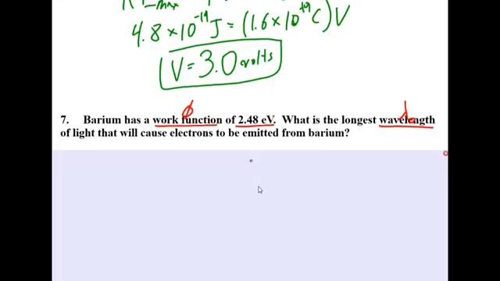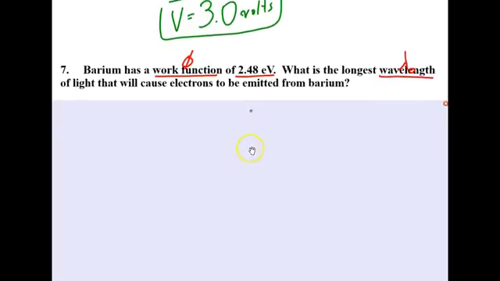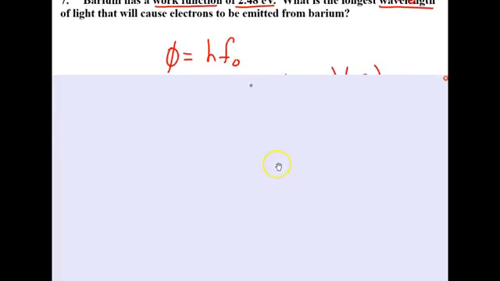Barium has a work function of 2.48 electron volts. What's the longest wavelength of light that will cause electrons to be emitted from barium? Nice little twist to the question here. Instead of asking you for frequency, they're asking you for wavelength. There's a couple ways to tackle this.